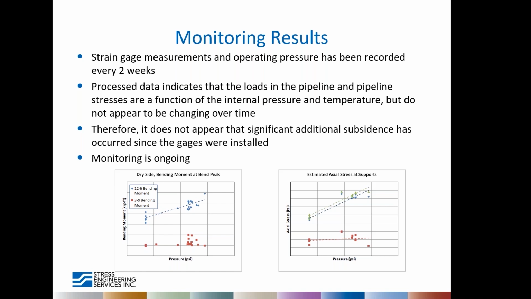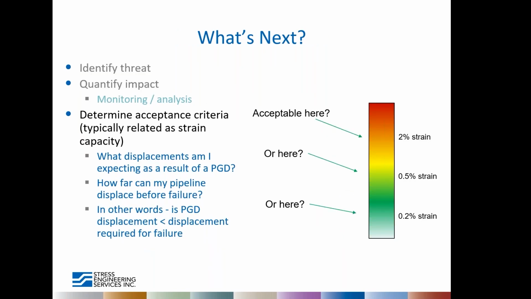Really what we're seeing from this is it does not appear that significant additional subsidence has occurred since the gauges were installed. But really, we do need to keep an eye on this over time, because lack of soil movement in the past does not necessarily mean that we're not going to see it in the future. So we do need to keep on this and keep looking at it to see if there's going to be problems down the road. At this point, I'm going to hand it over to Colton Sheets to talk a little bit about strain capacity of pipelines.